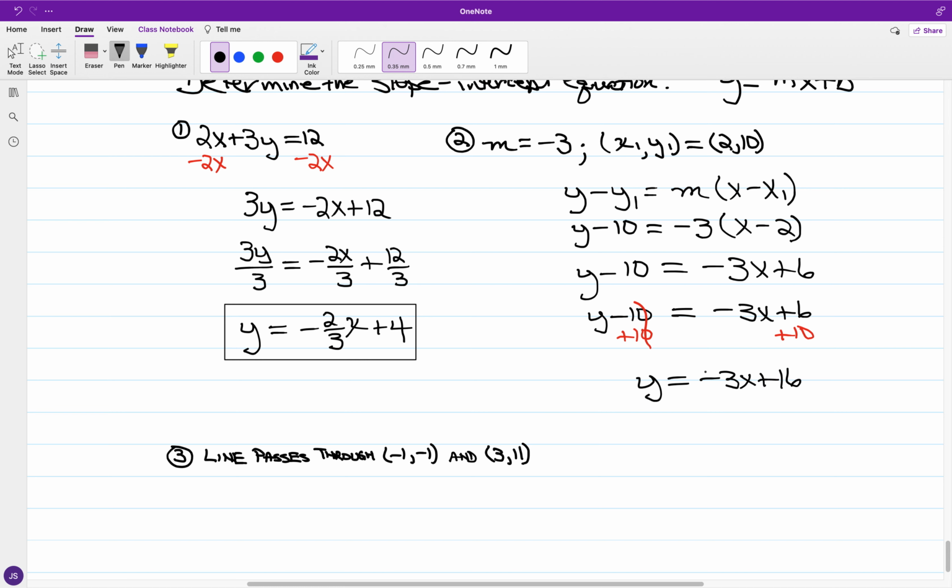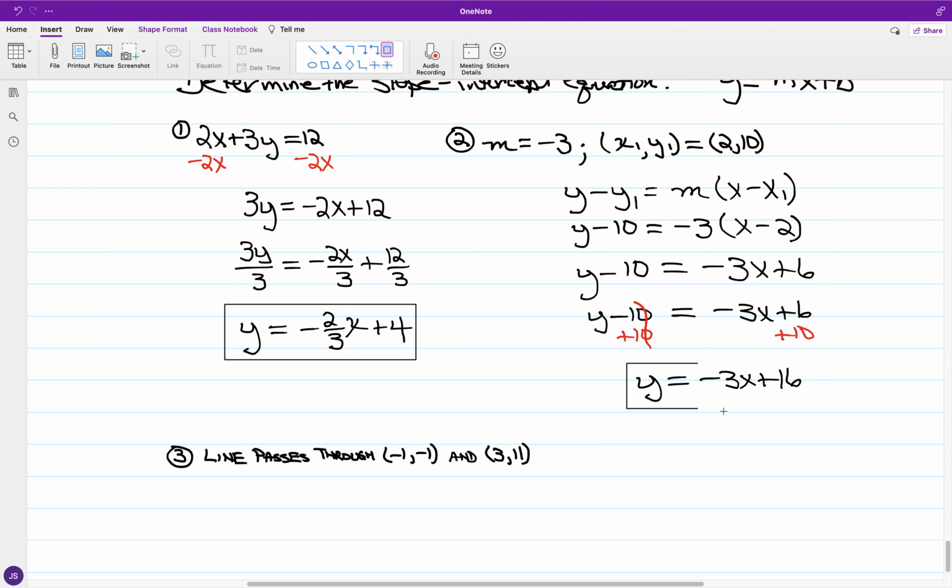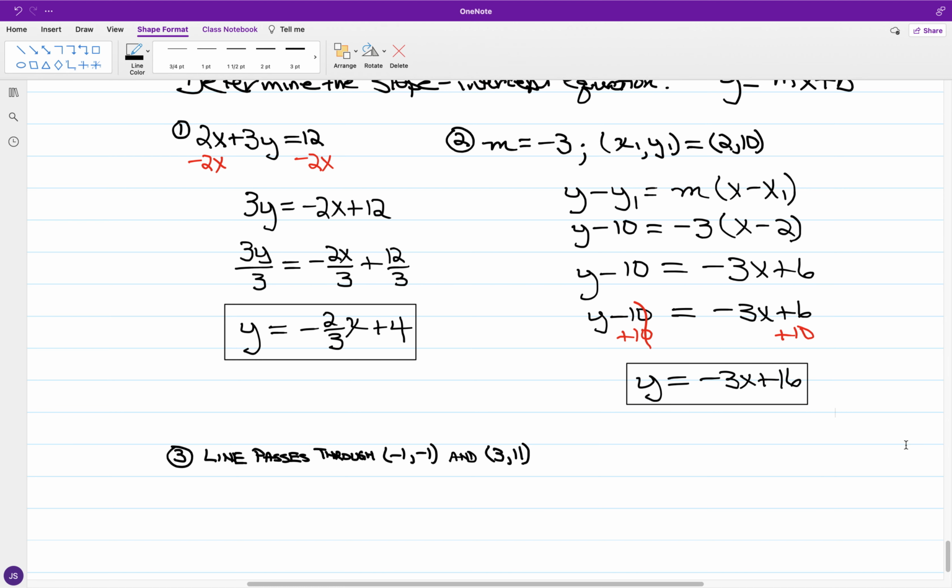So you had the slope at -3, and I can check for consistency. y is at 10, left-hand side of the equation is 10, and for x at 2, -3 times 2 is -6 plus 16 is also going to yield 10, which is what we're going to have on the right-hand side. So 10 is equal to 10, and so that is going to check out. Now, for what we have in the third case.